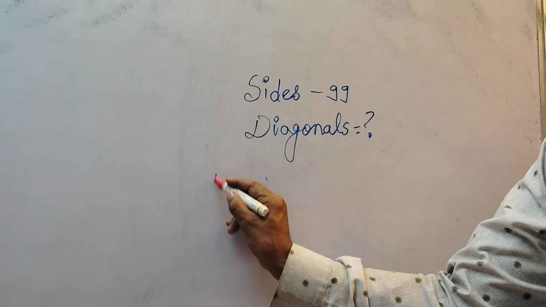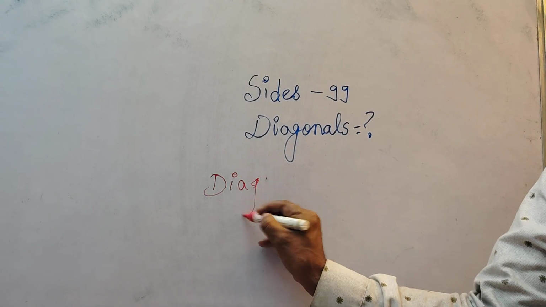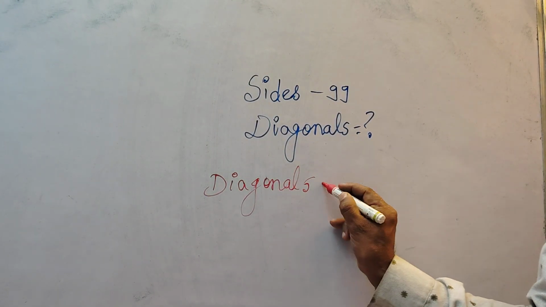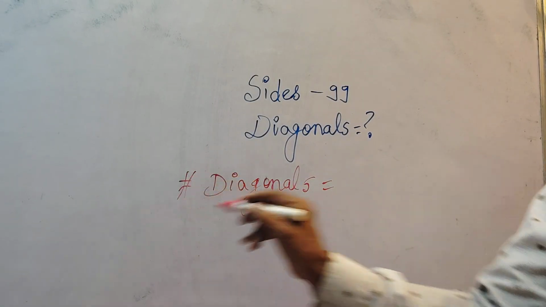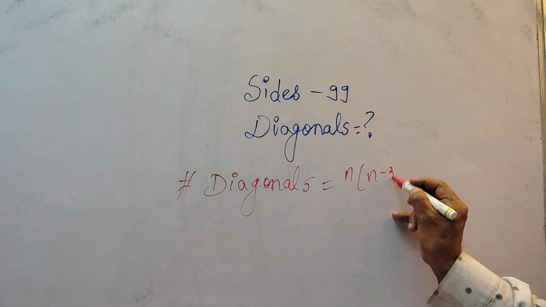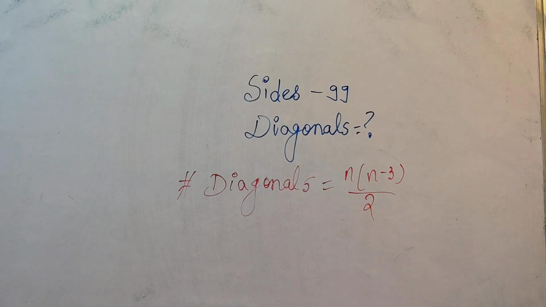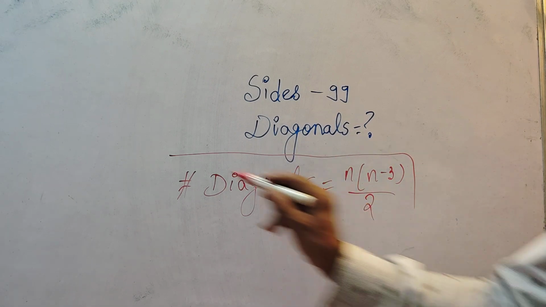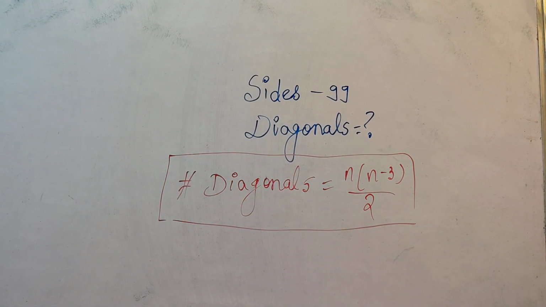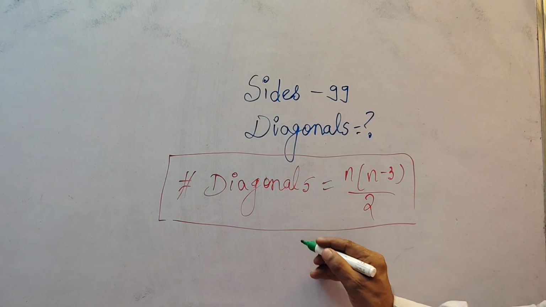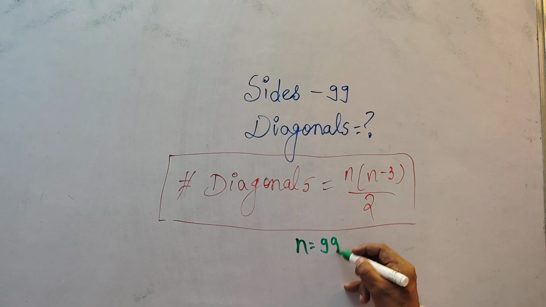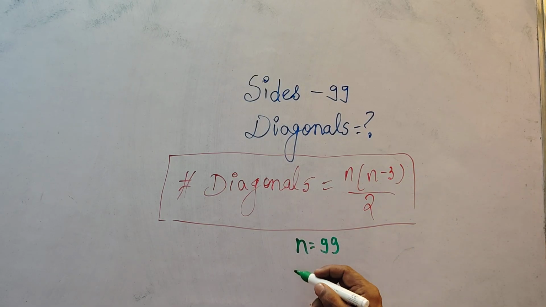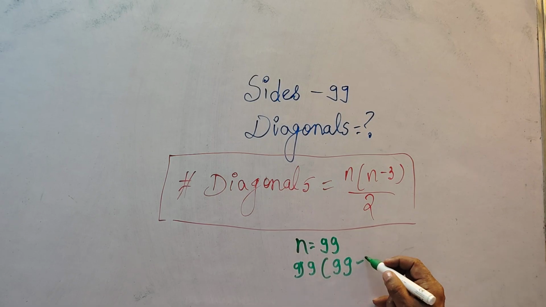So what is the formula for the number of diagonals? Remember it. Number of diagonals is n times (n minus 3) over 2. This is the formula. Clear? We always put this formula in a rectangle. Now what is n here? n is the number of sides, given here as 99. So in the formula, we get 99 times (99 minus 3) over 2.